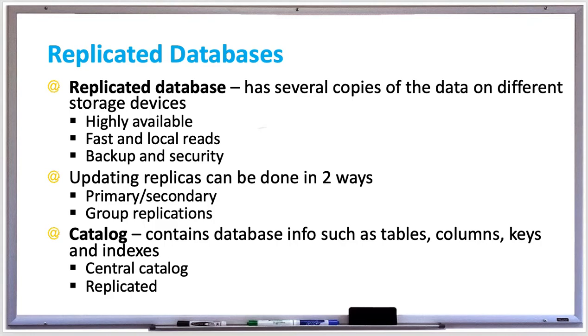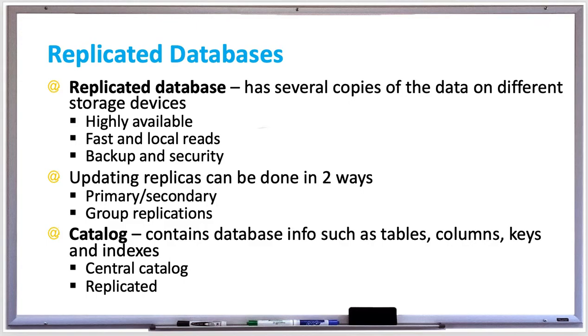There's fast and local reads. A fast read is when reads are concurrent on separate replicas without interfering with each other. And local reads are reads that can be local, which means no network delays in a distributed database. There's also backups, where one replica can be backed up while transactions are executed in another, and security, where you can restrict updates to one replica with a specific user role.